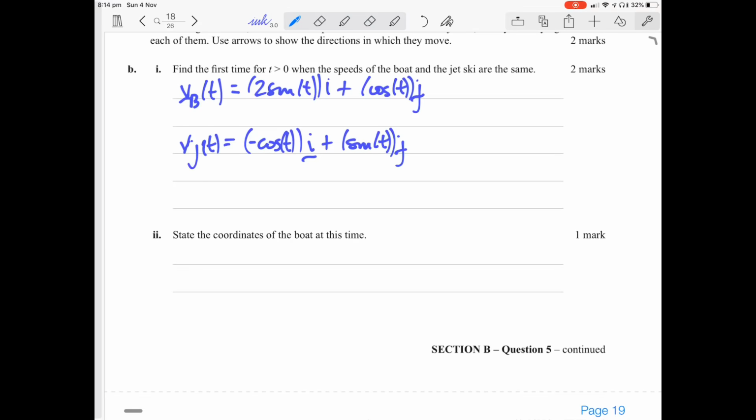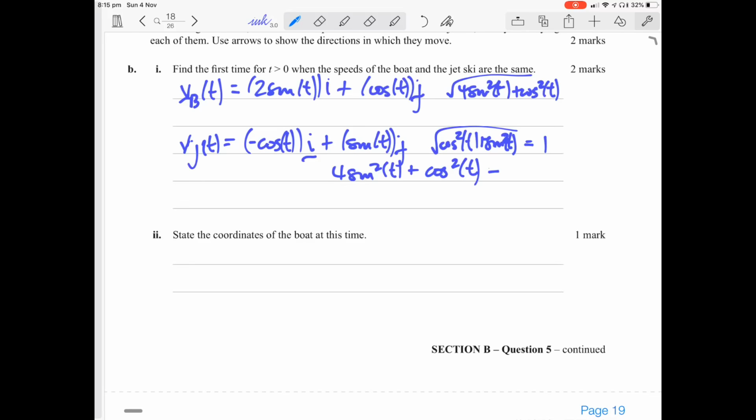Okay, so we want the magnitude of this thing, which is going to be the square root of 4 sine squared t plus cos squared t. That's that one, and then this one is going to be the square root of cos squared t plus sine squared t. That looks like something we know. It's 1. So we want to work out when 4 sine squared t plus cos squared t is equal to 1.